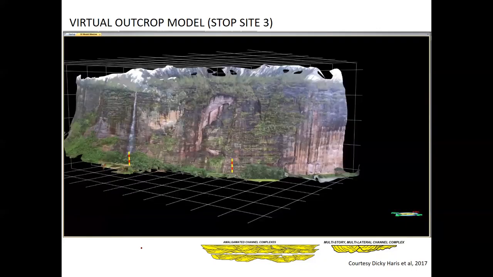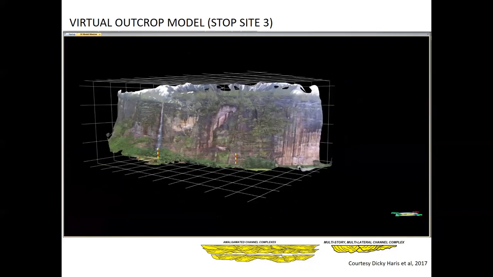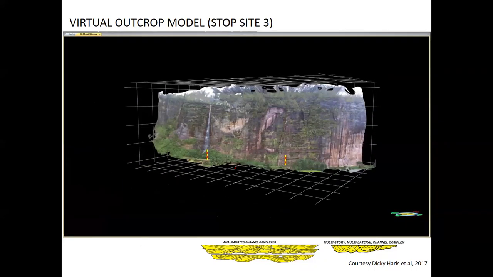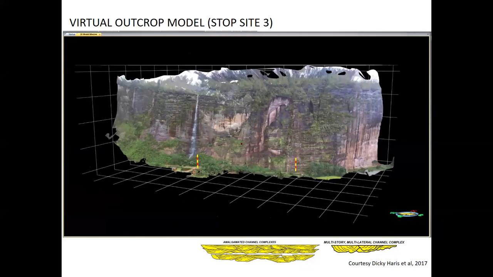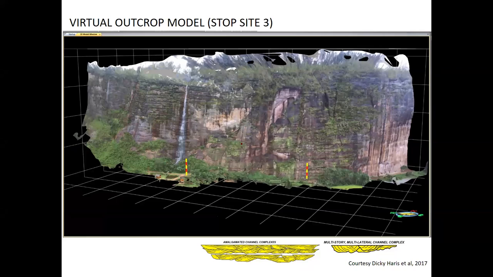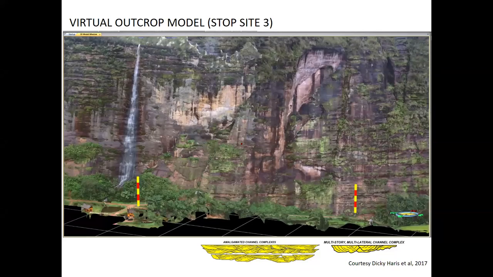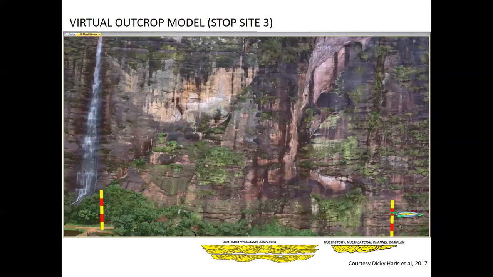The vertical thickness of each sand body ranges from 50 centimeters up to 10 meters. Considering this is still close to the border, it's still a short distance of sedimentation.